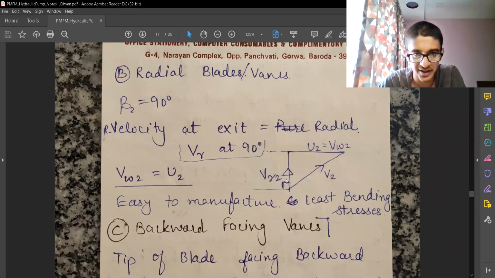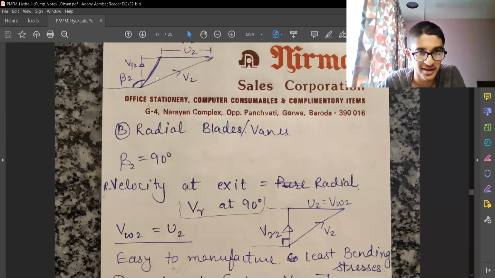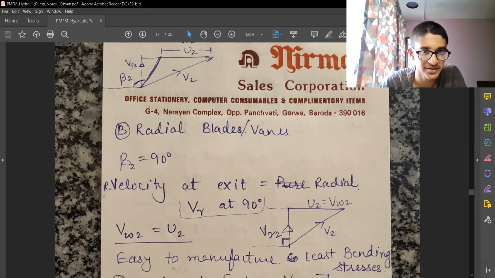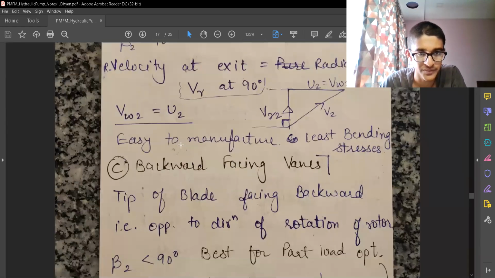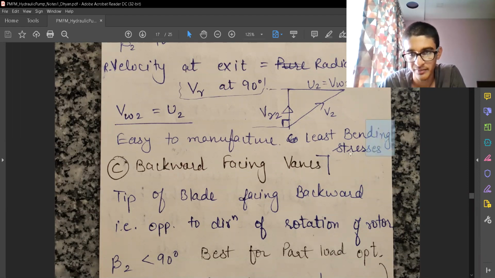And beta 2 is the relative velocity angle, the angle VR2 makes with U2. In this case, VW2 is equal to U2 exactly. These blades are easy to manufacture, and we have less bending stress in this type of blade.